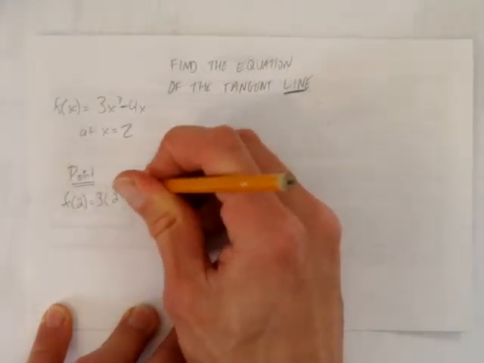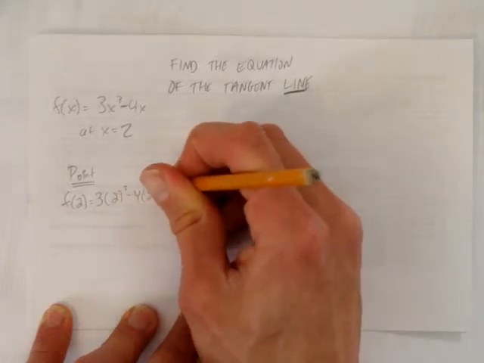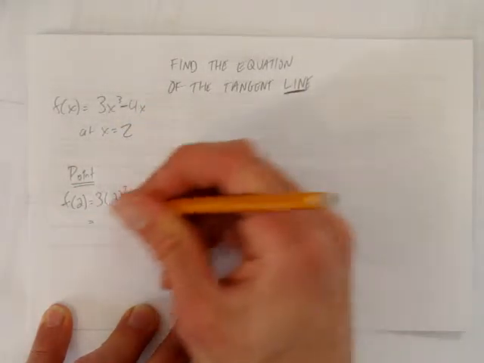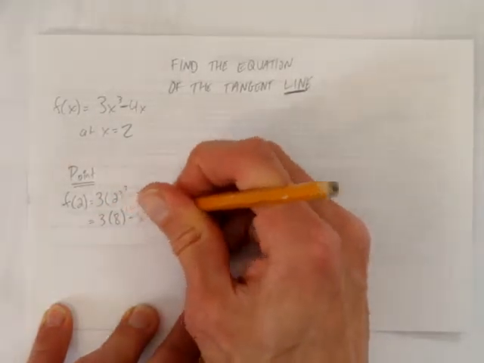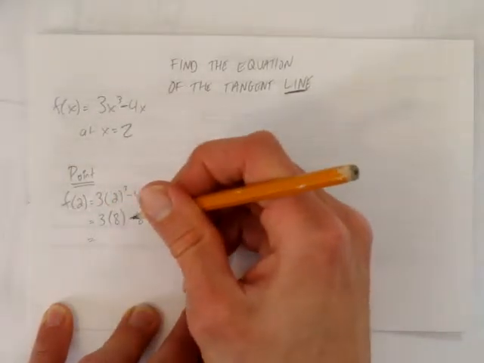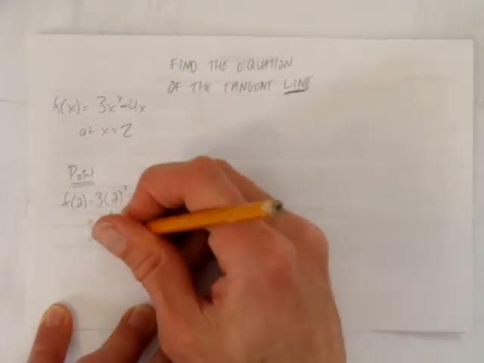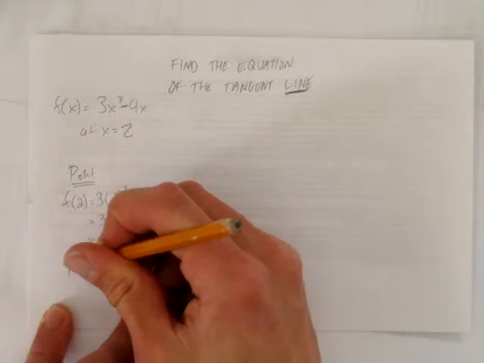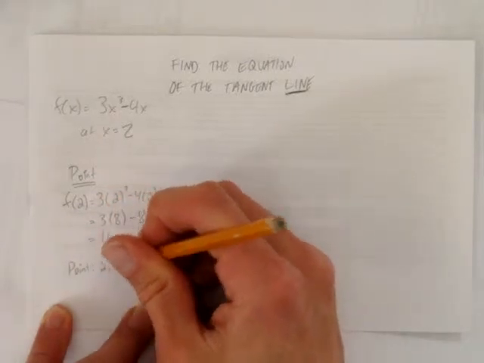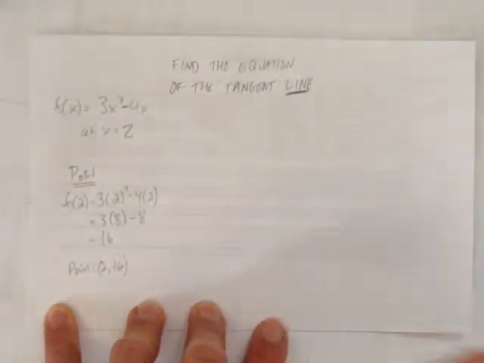Get that by subbing in 2 into the f of x equation, and you get 3 times 8 minus 8. 3 times 8 is just 24. 24 take away 8, 16. So now we have a point on both the curve and the tangent, and that point is (2, 16). That's going to come in handy in a moment.